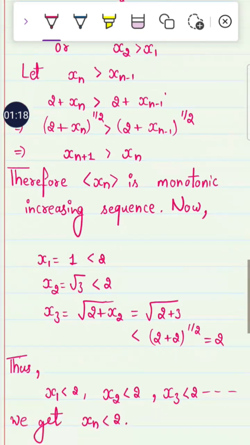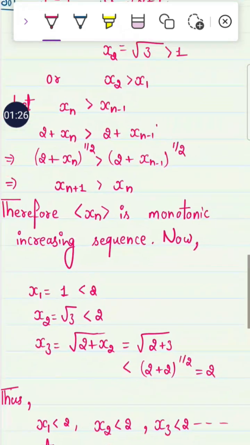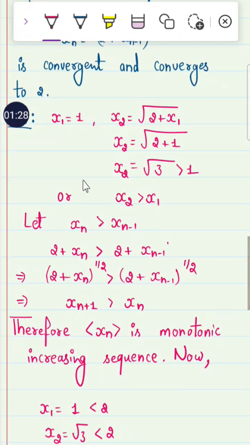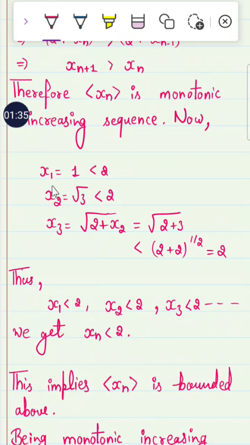Now let us show that it is bounded. Taking x1 is equal to 1, which is less than 2. We take 2 because it is given that the limit is 2, so the bound is not greater than 2, right? x2 is equal to root 3, which is less than 2. x3 is equal to root of 2 plus x2, which is equal to root of 2 plus root 3, which is less than (2 plus 2) whole to the power 1 by 2, which is equal to 2, right?